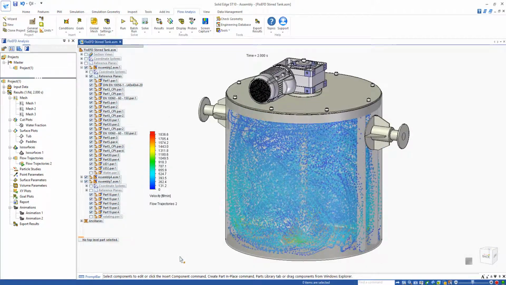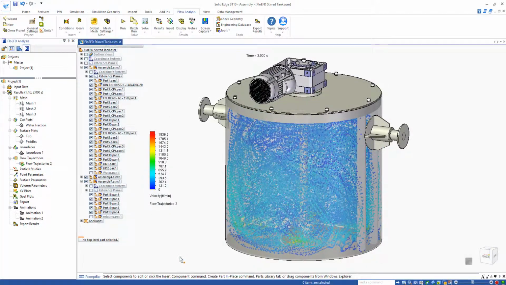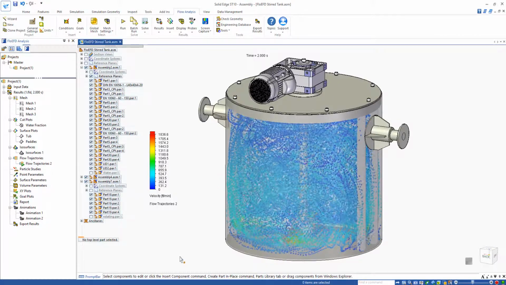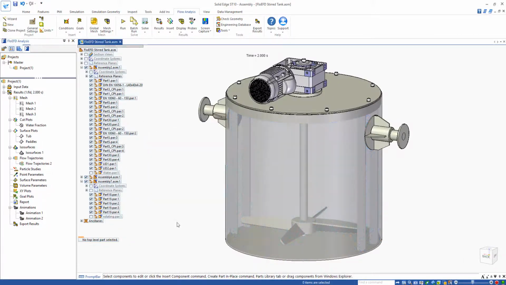By animating the flow trajectories, we can see how the virtual particles will move in the flow. We can see how the flow moves up the outside of the tank with a radial velocity due to the moving paddles. This has been a demonstration of FloEFD for SolidEdge.